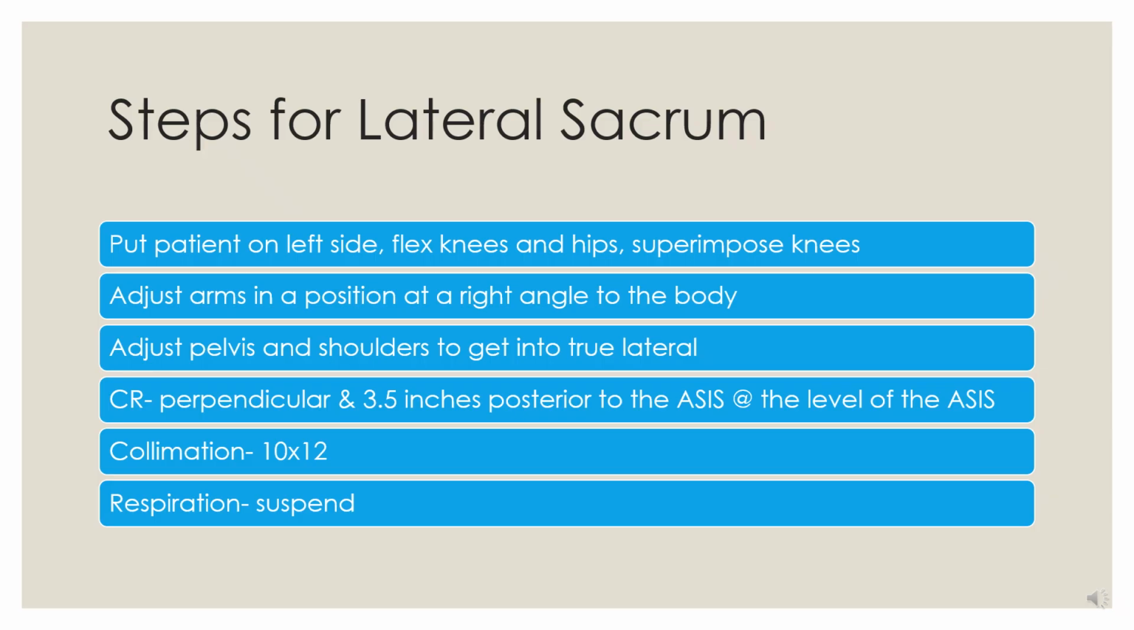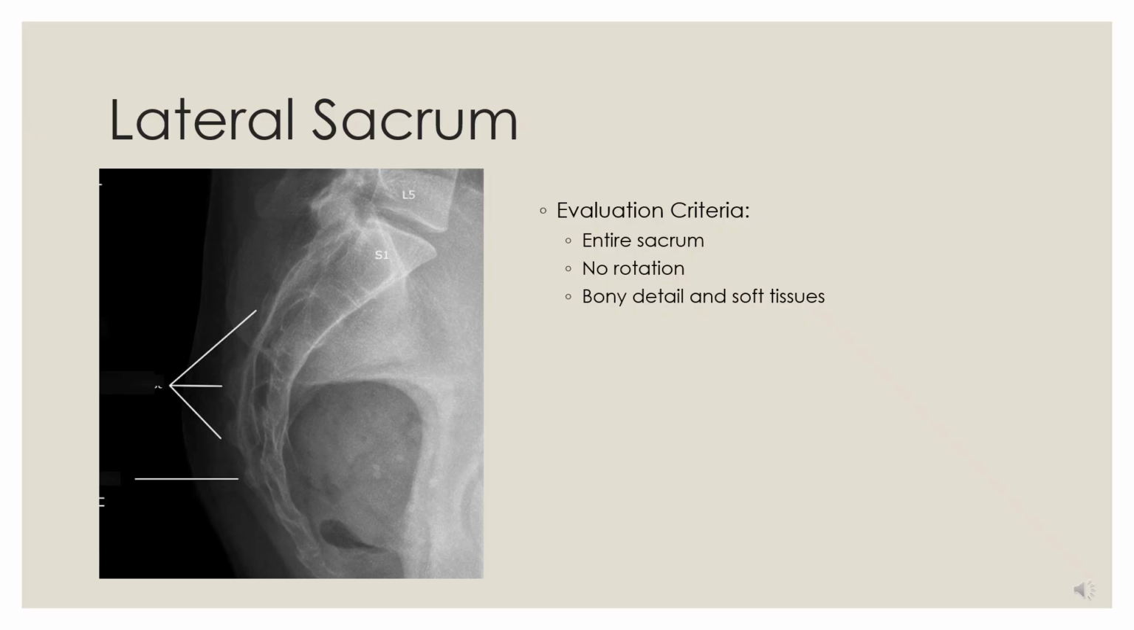The central ray is going to be perpendicular at 3.5 inches posterior to the ASIS at the level of the ASIS. The collimation is going to be 10 by 12 and the respiration is going to be suspend. Evaluation for the lateral sacrum is going to be the entire sacrum, no rotation, and good bony detail and soft tissues.